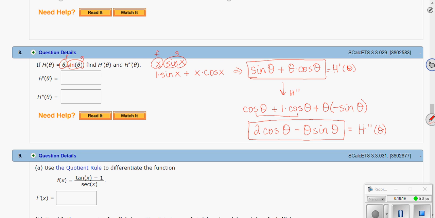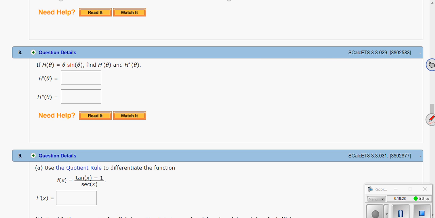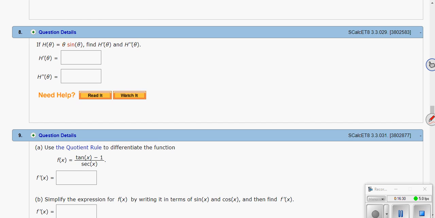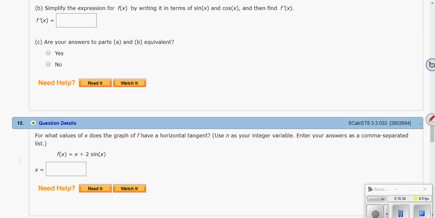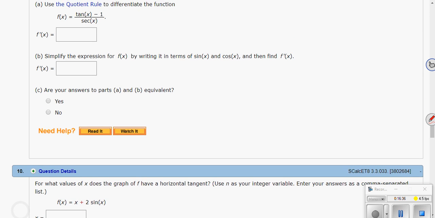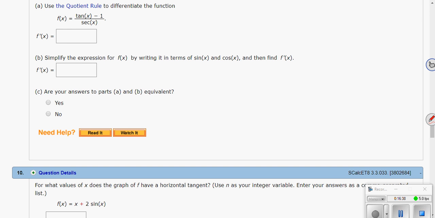Okay, now I want to scroll down to leave me some room here for 9 because it can get a little ugly. And again, there's a lot of watch-its on these. Okay, so use the quotient rule to differentiate the function.